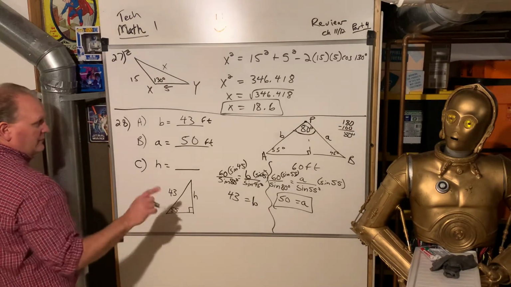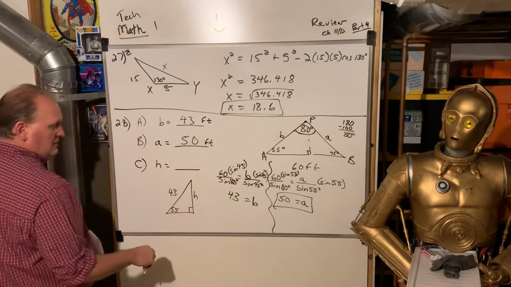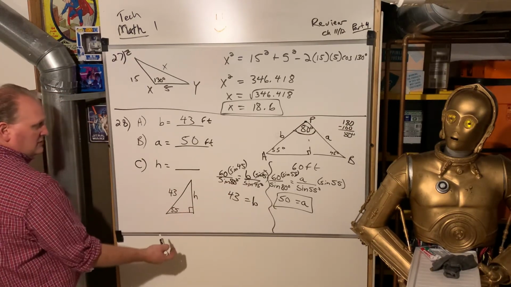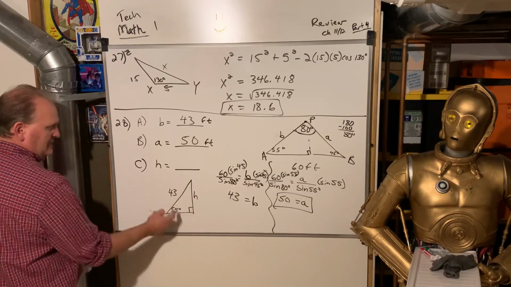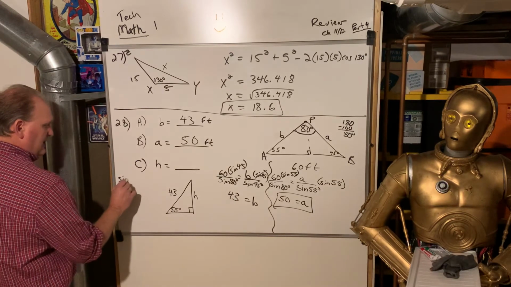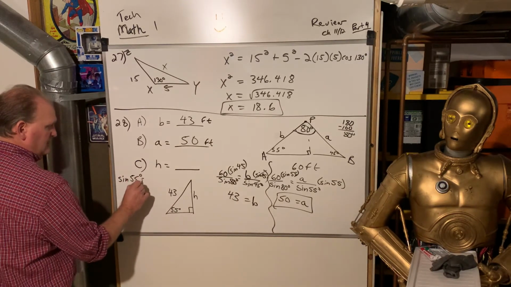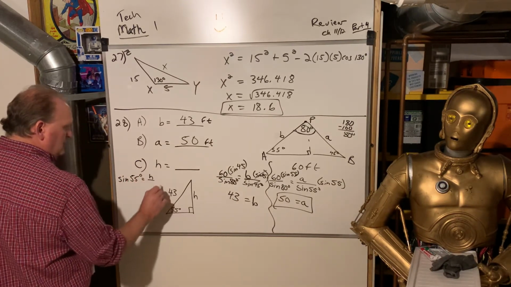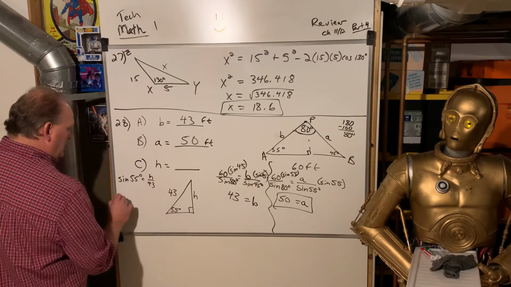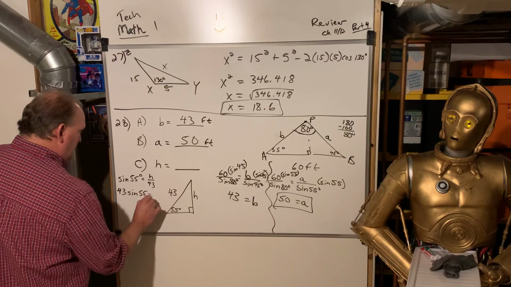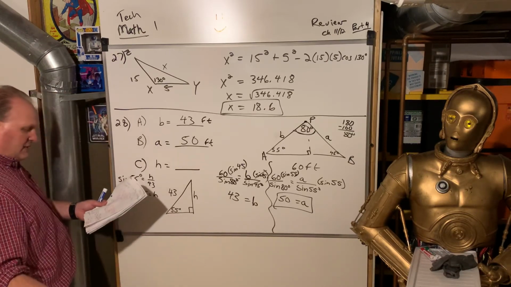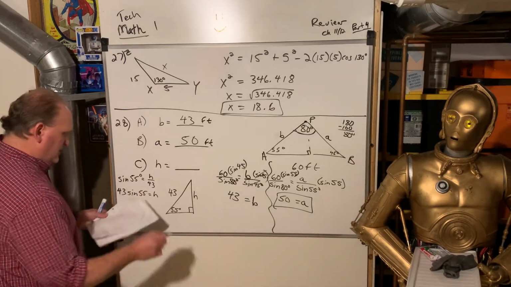All right? But we don't have to use law of sines and law of cosines. We can use right triangle trig. So SOHCAHTOA. So this is 55 degrees. Opposite and hypotenuse is sine. So the sine of 55 degrees is equal to opposite H over hypotenuse 43. So 43 times the sine of 55 degrees is what H equals, and we round that to a whole number. That comes out to be 35.